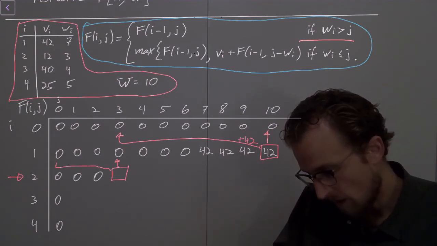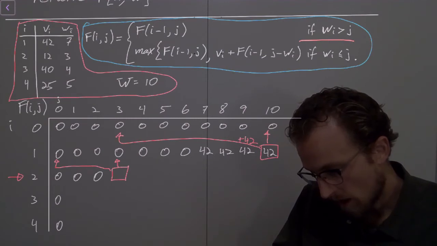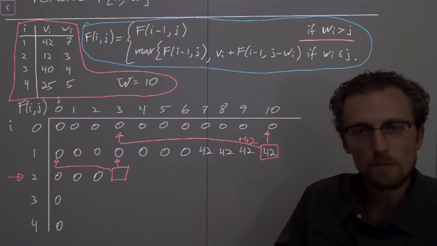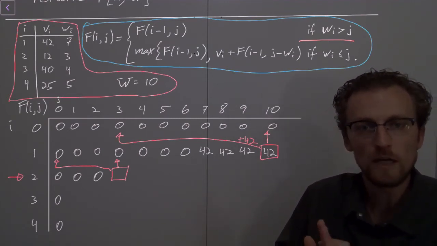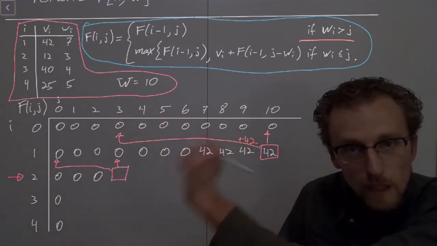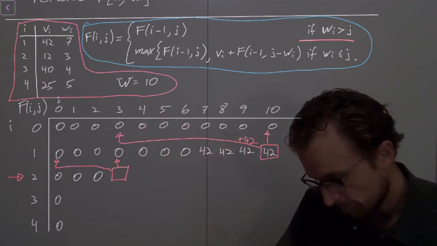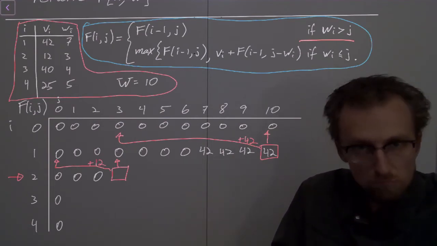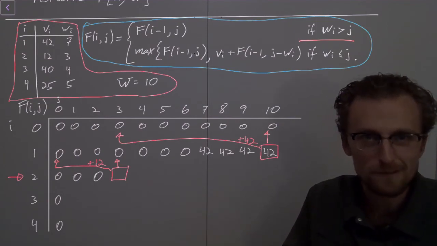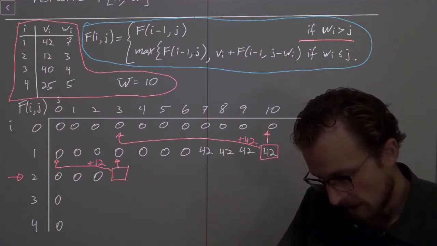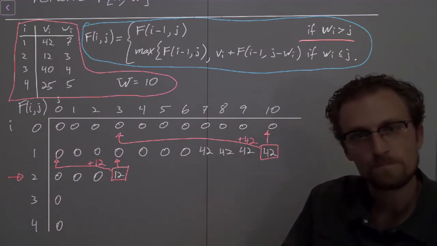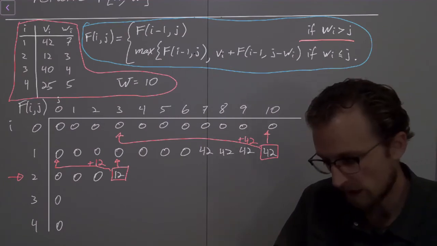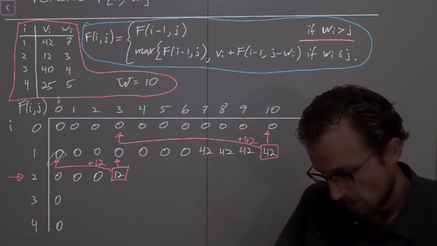So we step back here and we say the optimal value that belongs in this red box could either be 3 to the left, 1 up, plus the value of 2, which is 12, so plus 12, or it could just be the value above me, right? Which is better? Well, the value 3 to the left plus 12. Right, so this is then 12. Okay, and so to do the next one, I do the same thing. Right, no difference.